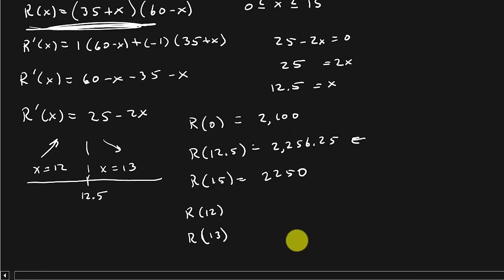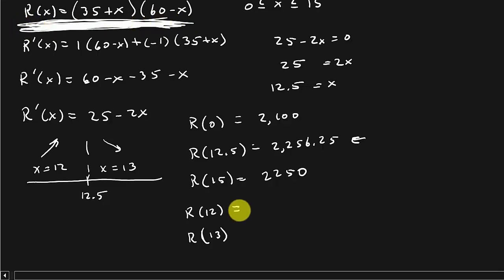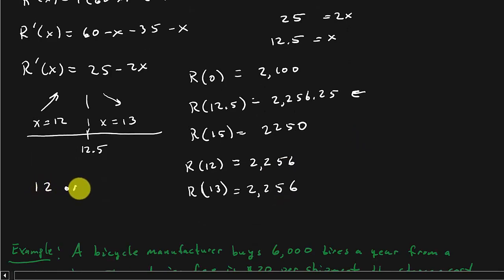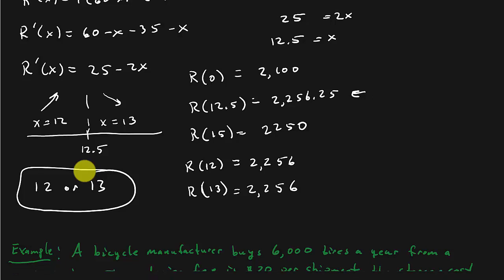Well, if you take the 12 and the 13 and you plug them back into your revenue function, you actually get 2,256. And when you plug the 13 in, you get 2,256 also. And so your answer would be 12 or 13 people. Either one would give you a maximum revenue. All right.